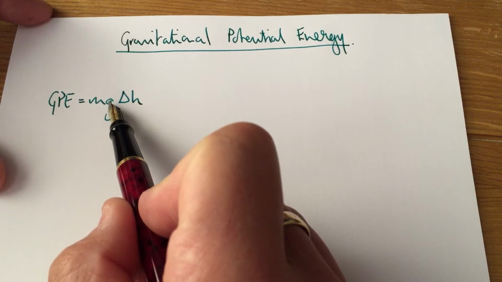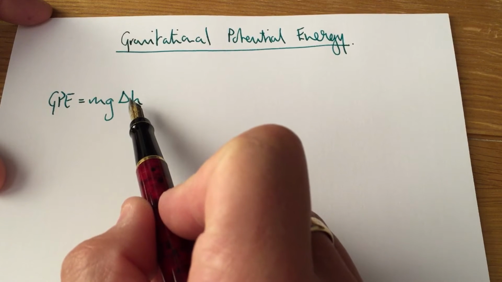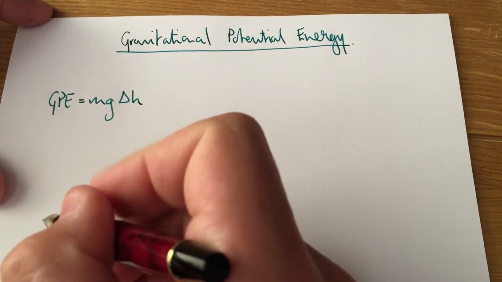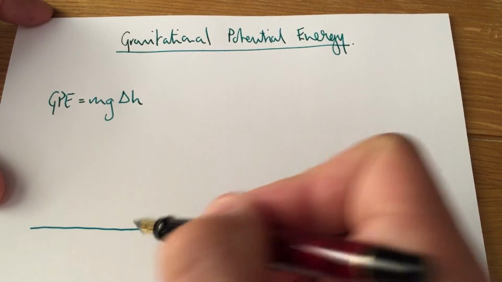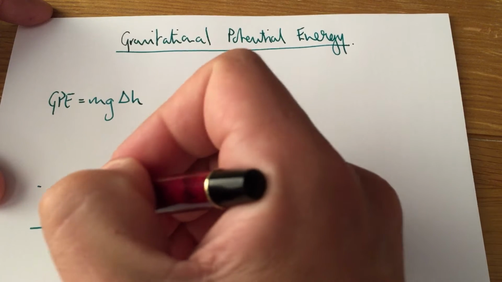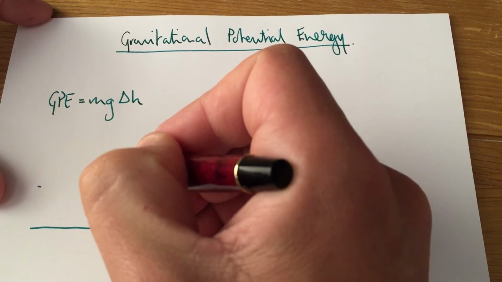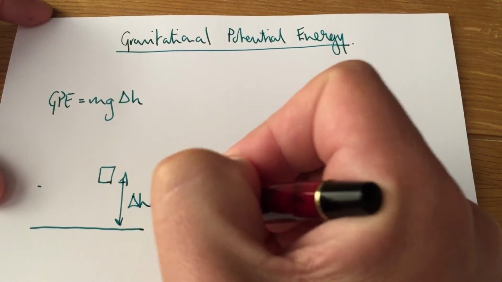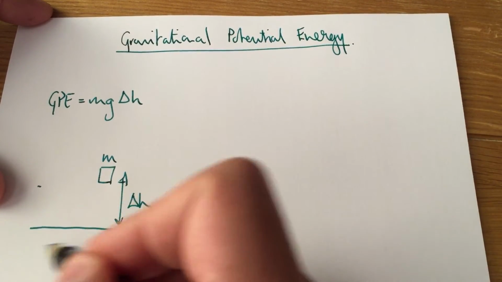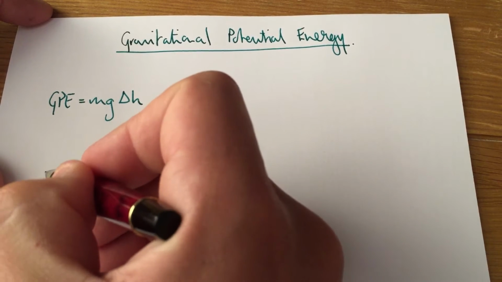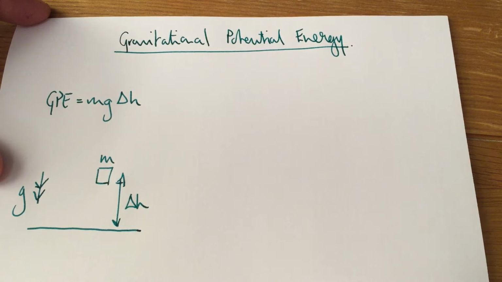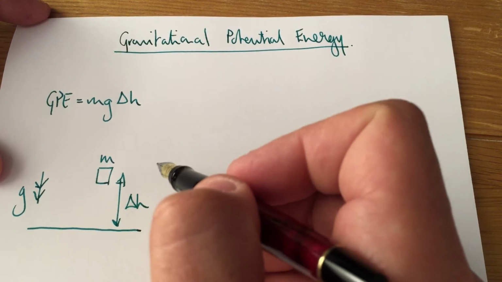Mass times 9.81 on Earth, or 10, and the change in height, moving from one point to another. I think we represented it like this. You had a mass and a change in height, and the energy was that times g, whatever g was on Earth. You multiply them together.